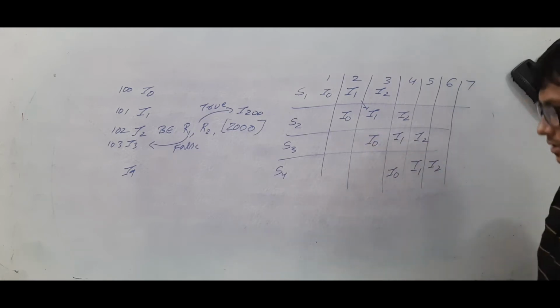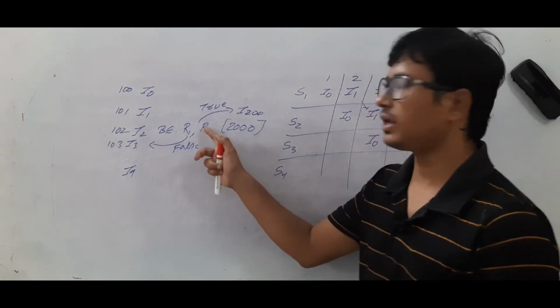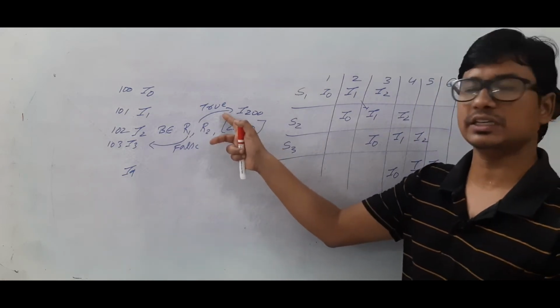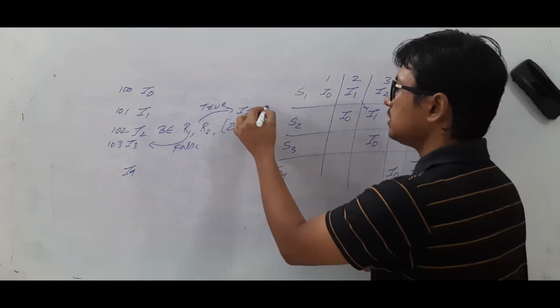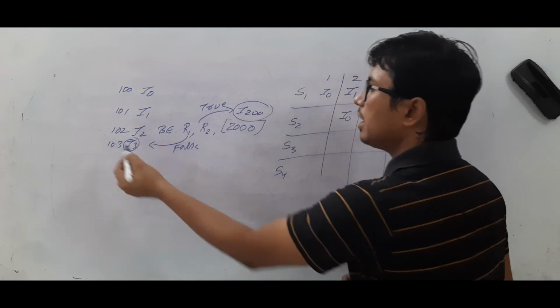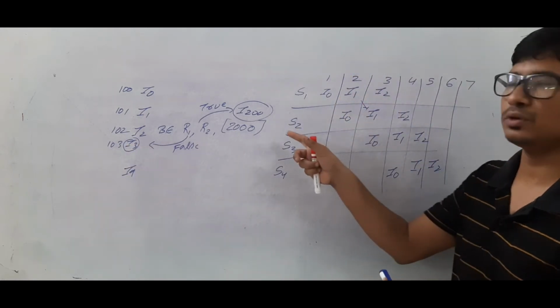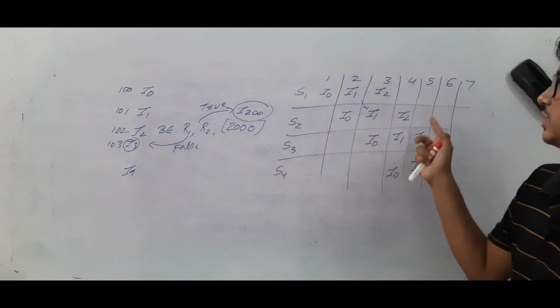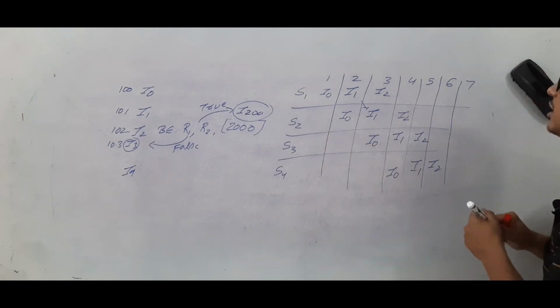Now let's take that this result, whether the next instruction to execute is I2000 or I3, we have discussed that it will be known after 2 stages. Meaning, here I will come to know.